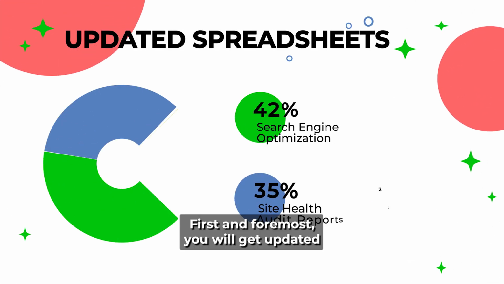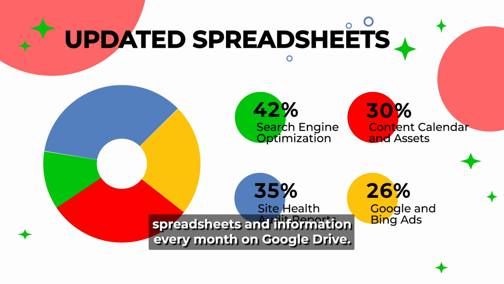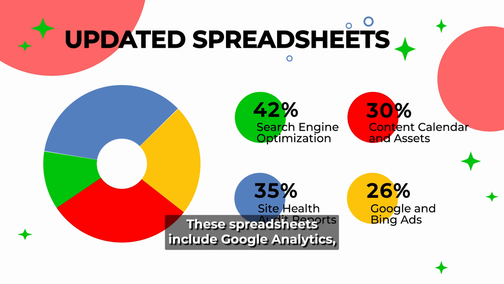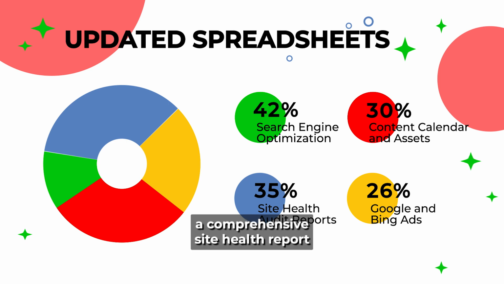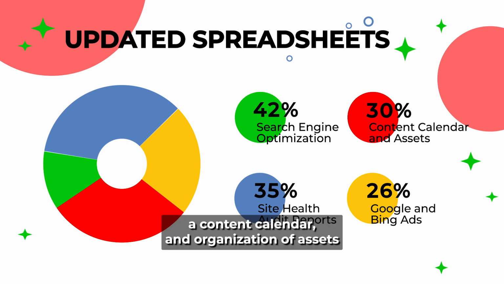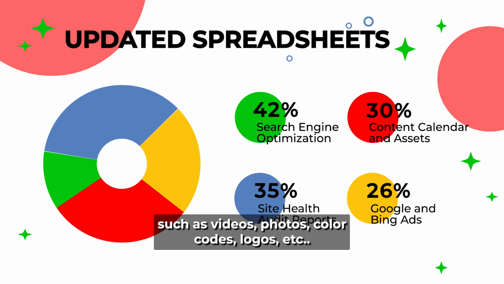First and foremost, you will get updated spreadsheets and information every month on Google Drive. These spreadsheets include Google Analytics, Google and Bing ads, a comprehensive site health report, a content calendar, and organization of assets such as videos, photos, color codes, logos, etc.